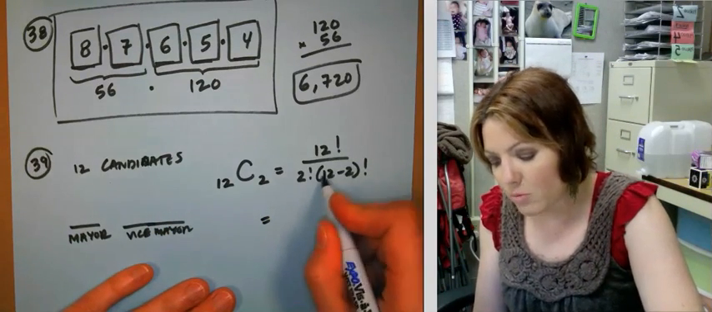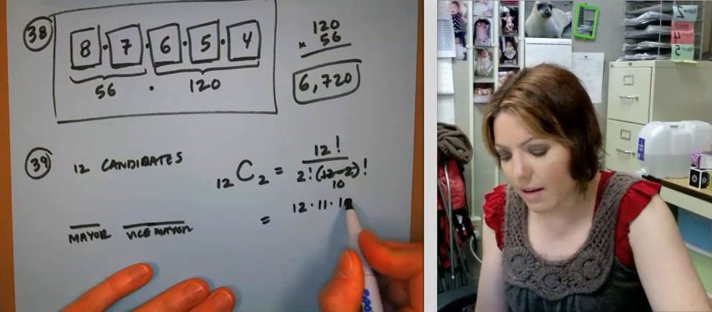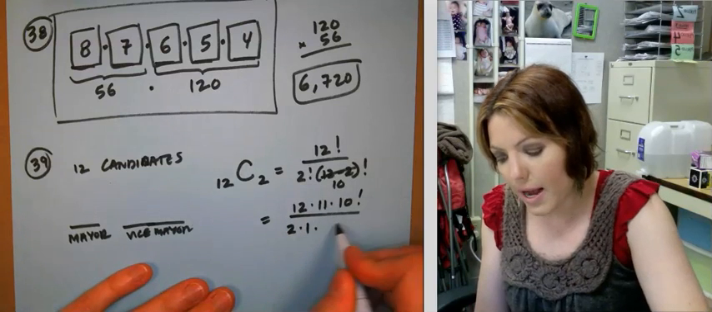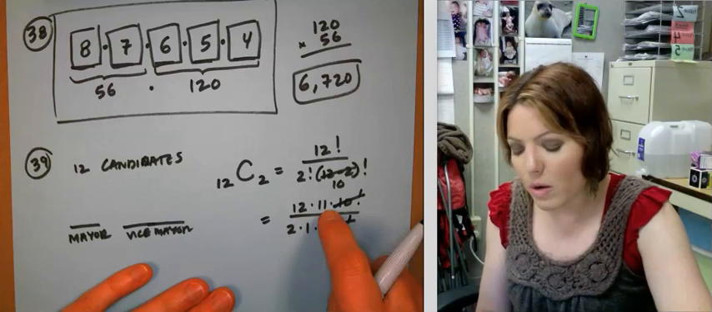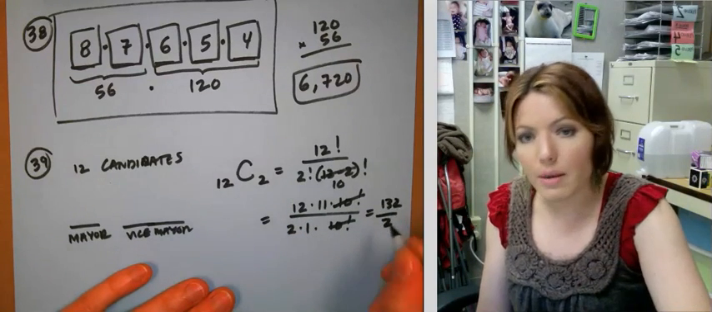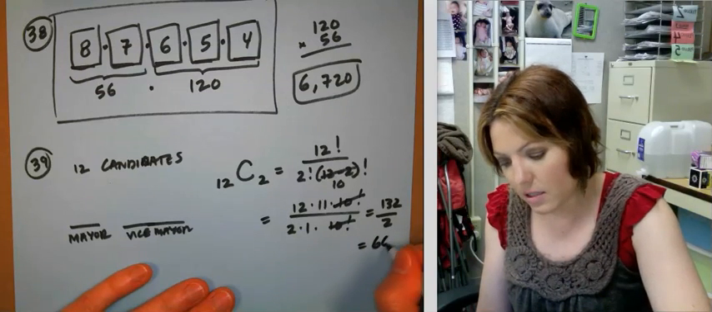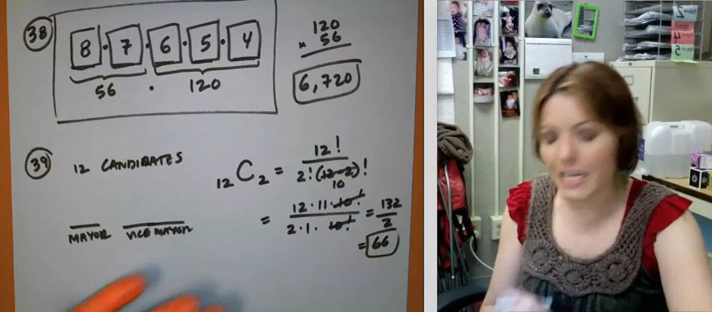So on the bottom, 12 minus 2 is 10. We can go down to 12, 11, 10 factorial. 2 factorial is 2 times 1, and then we have that 10 factorial over here. So those cancel each other out. 12 times 11 is 132, and 132 divided by 2, that is 66.